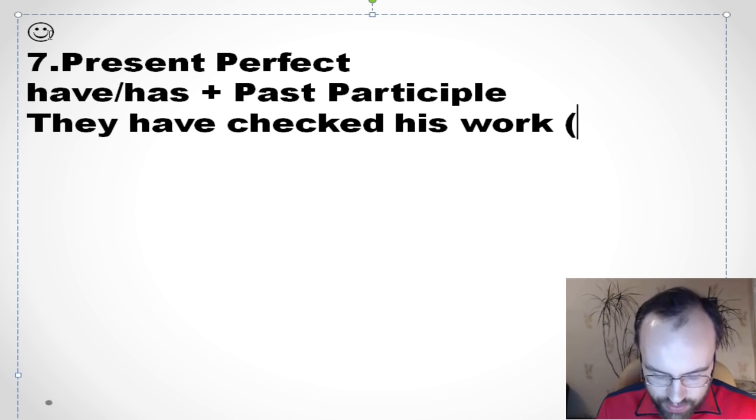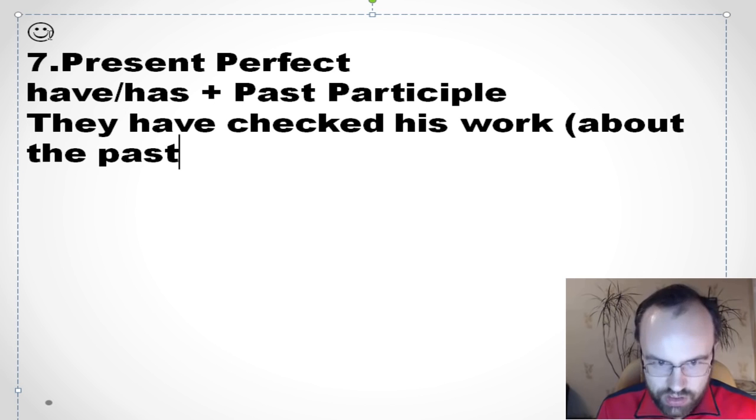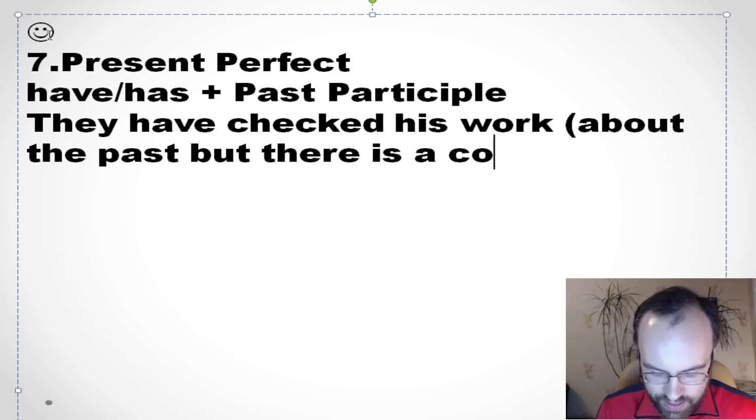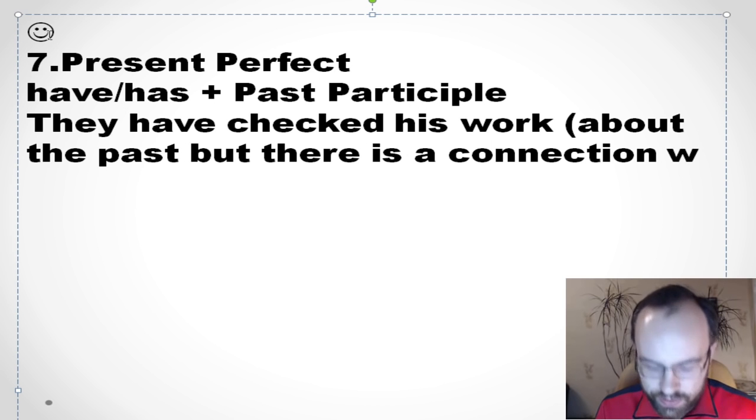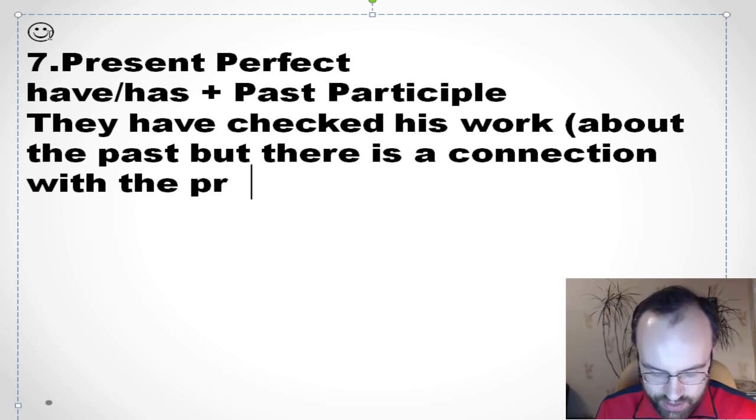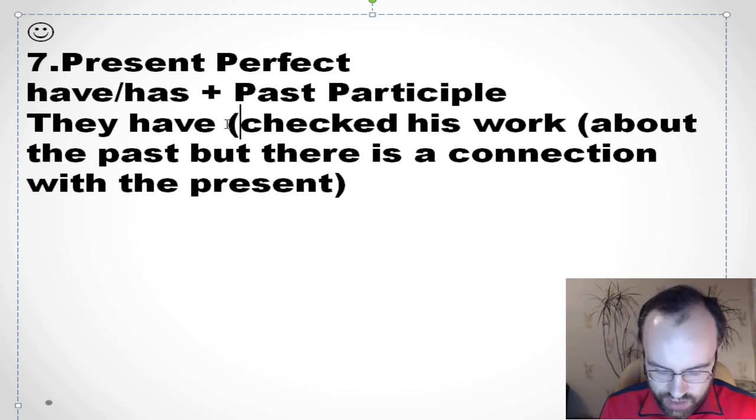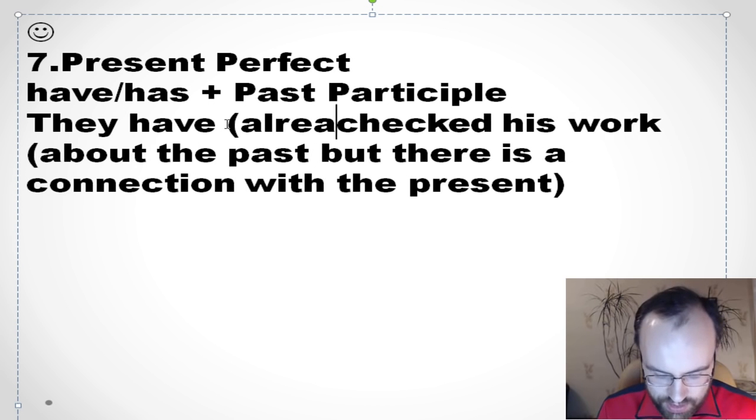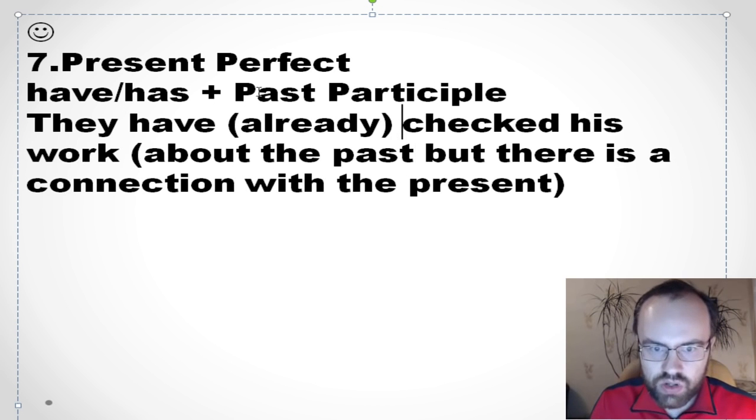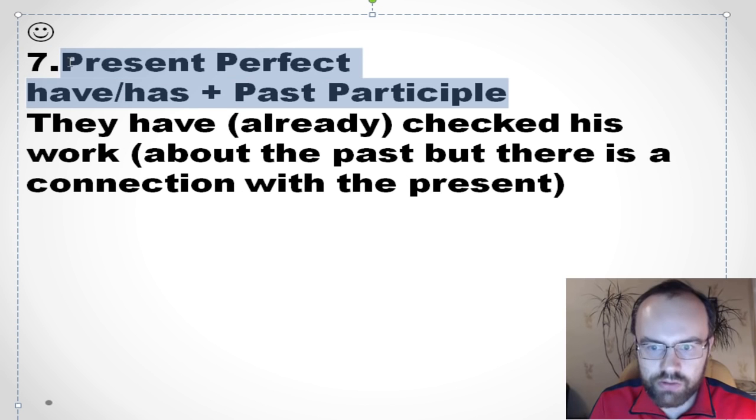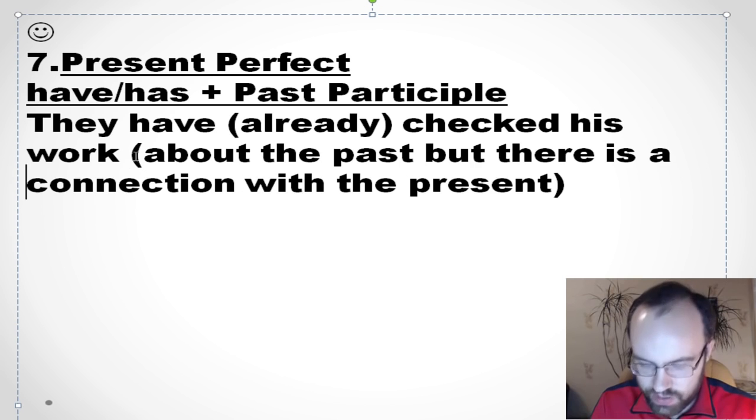So it's about the past, but there is a connection with the present. Okay, it's an important thing. And we usually use it with different time markers, such as, for example, already, just, and so on. So they have already checked his work. It's about the past, and there is a connection with the present.